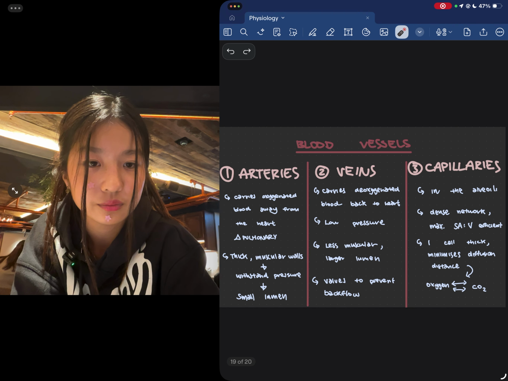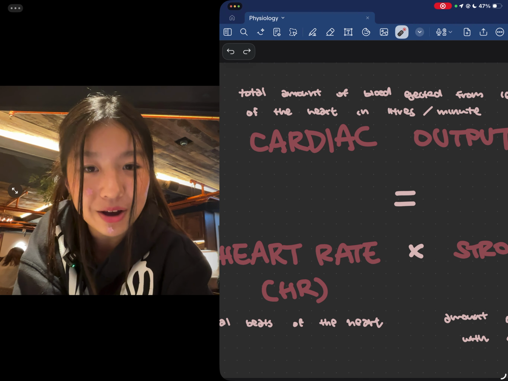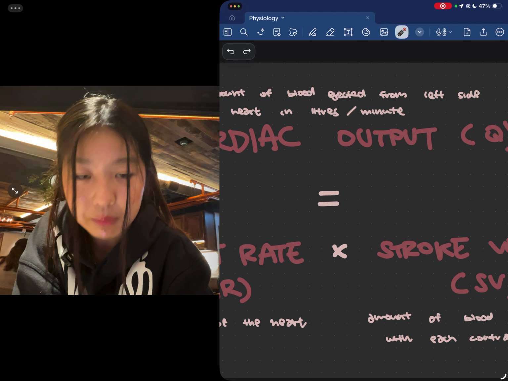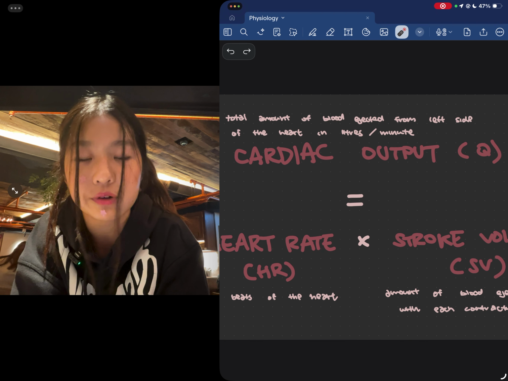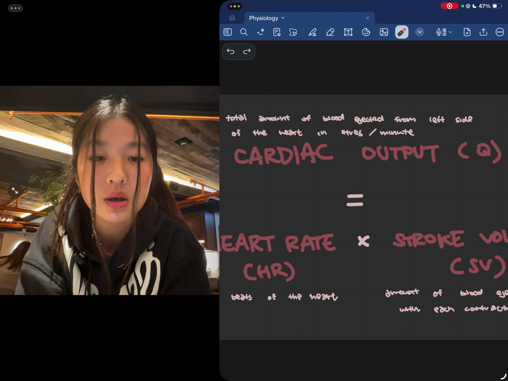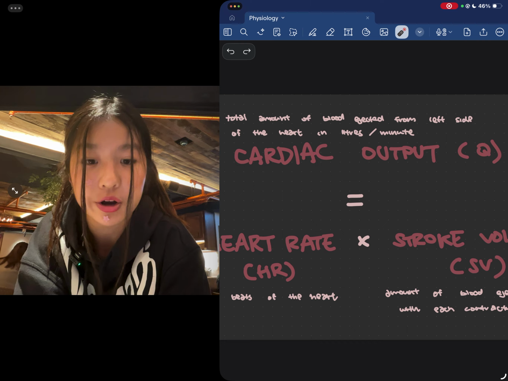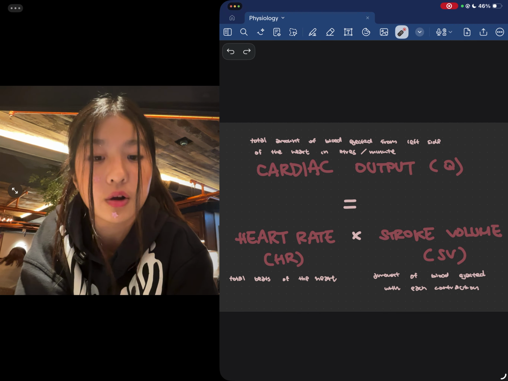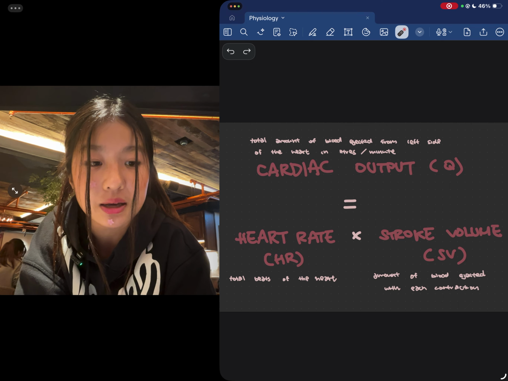So cardiac output is the total amount of blood ejected from the left side of the heart, measured in liters per minute. And the reason it's ejected from the left side, we can explore this further on in the pathway of the blood, but the left side of the heart is the blood that's supplied to the rest of the body. And cardiac output is the product of heart rate times stroke volume. So heart rate is the total beat of the heart per minute, and stroke volume is the amount of blood ejected with each contraction.